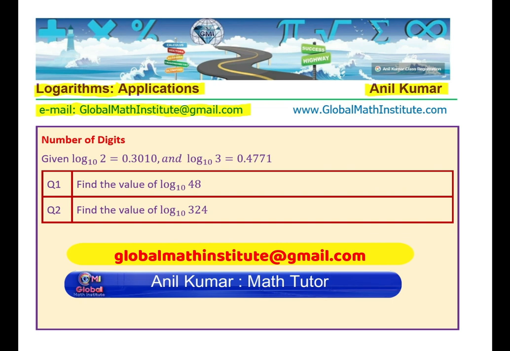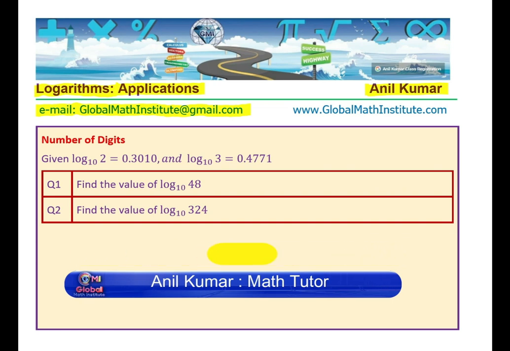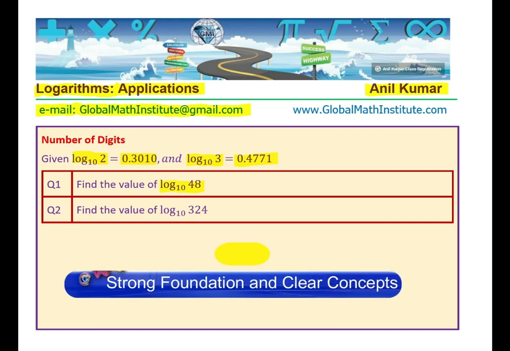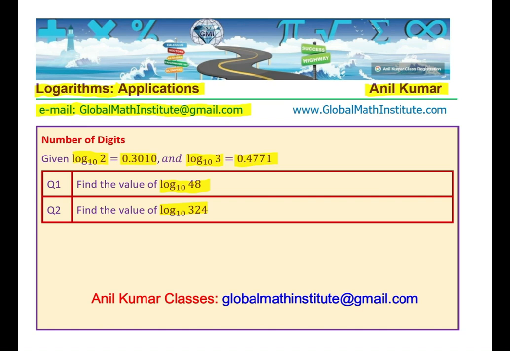Another brilliant question for you. Given log to the base 10 of 2 is equal to 0.3010 and log to the base 10 of 3 equals 0.4771, we need to find the value of log to the base 10 of 48 and log to the base 10 of 324. The idea of the two questions is to understand the concept, apply it to solve the next problem so that you can always solve such questions. That is our learning process.